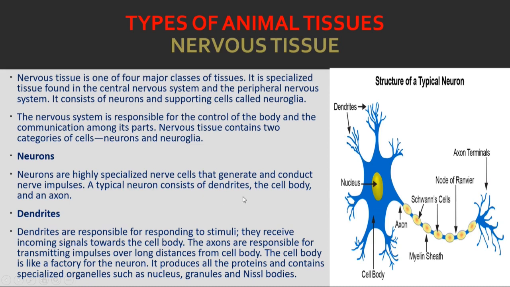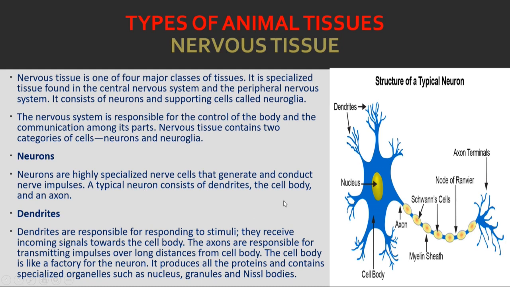A typical neuron consists of dendrites, the root-like structures, the cell body, and an axon. What are dendrites? Dendrites are responsible for responding to stimuli. Any response our body needs to give is the responsibility of the dendrites. They receive incoming signals toward the cell body, and the axons are responsible for transmitting those impulse signals over long distances away from the cell body.